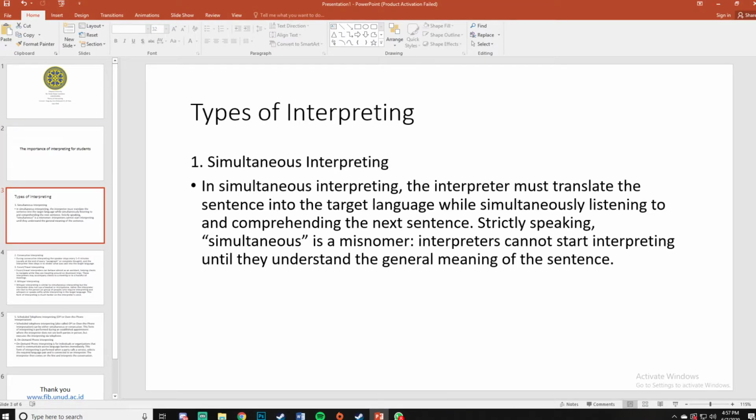I'm going to talk about types of interpreting. The first one is simultaneous interpreting. In simultaneous interpreting, the interpreter must translate a sentence into the target language while simultaneously listening to and comprehending the next sentence. Simultaneous interpreters process and memorize the words that the source language speaker is saying now, while simultaneously outputting in the target language the translation of words the speaker said 5 to 10 minutes ago. The goal for simultaneous interpreting is not to paraphrase, but to convey the exact language.